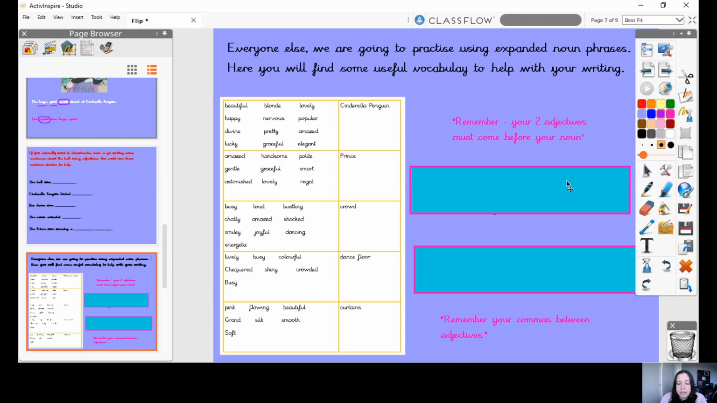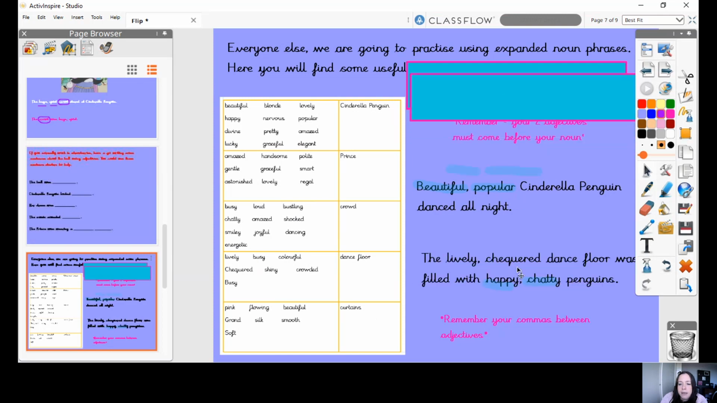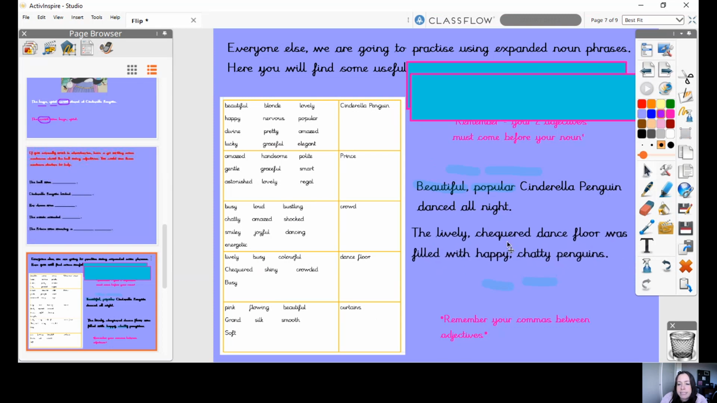So when we're writing, so this is peaches, oranges, melons, kiwis, we are going to remember to use our two adjectives before the noun. So here in this sentence, beautiful, popular Cinderella Penguin danced all night. Well, the noun is Cinderella Penguin, and we've described her as beautiful and popular. Beautiful, popular Cinderella Penguin danced all night. So there's one example. And then the lively checkered dance floor was filled with happy, chatty penguins.